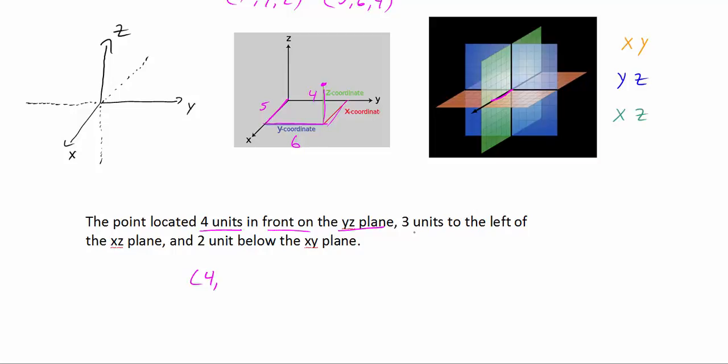And then it says the next coordinate is 3 units to the left of the XZ plane. So the XZ plane is green. So if we're going to the left of that, that means we're going over to the left 3 units. So that means that would be a negative value.